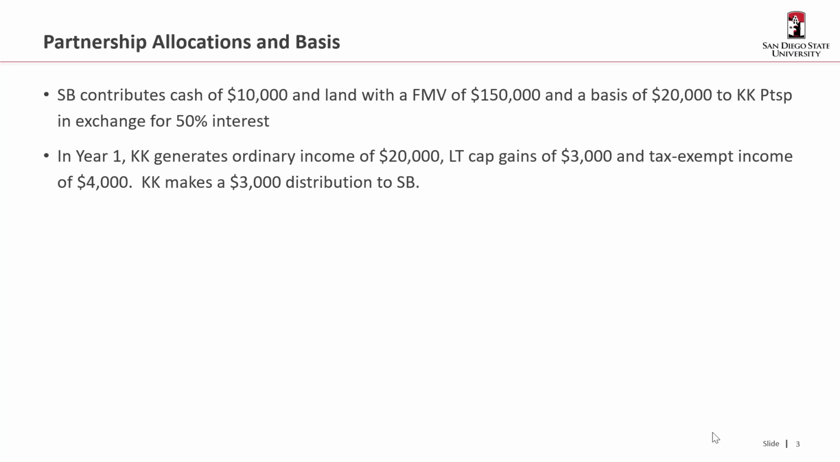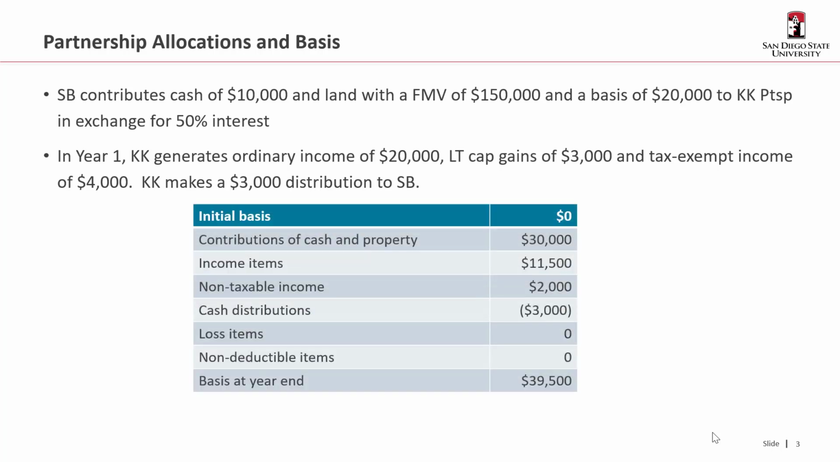So SpongeBob contributes cash of $10,000 and land with a fair market value of $150,000, basis $20,000 to the Krusty Krab partnership in exchange for a 50% interest. Then in year one, the Krusty Krab generates ordinary income of $20,000, long-term capital gains of $3,000, tax-exempt income of $4,000, and the Krusty Krab makes a $3,000 distribution to SpongeBob. All right, let's calculate his basis.